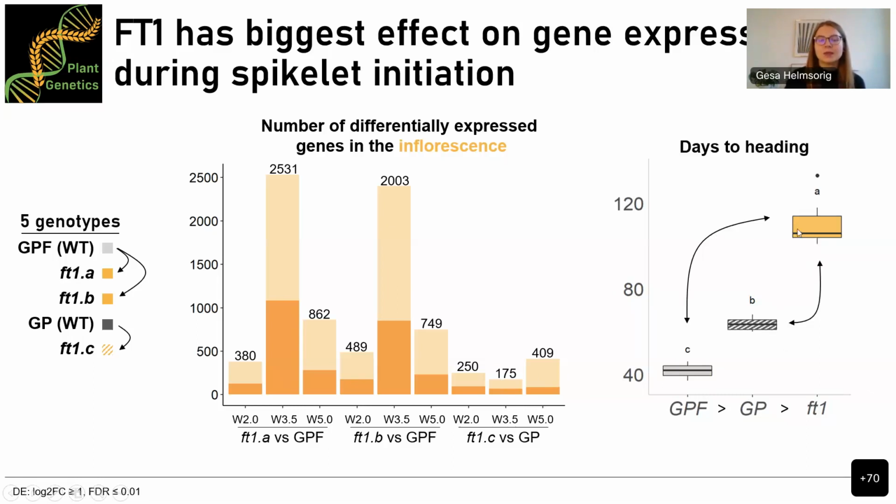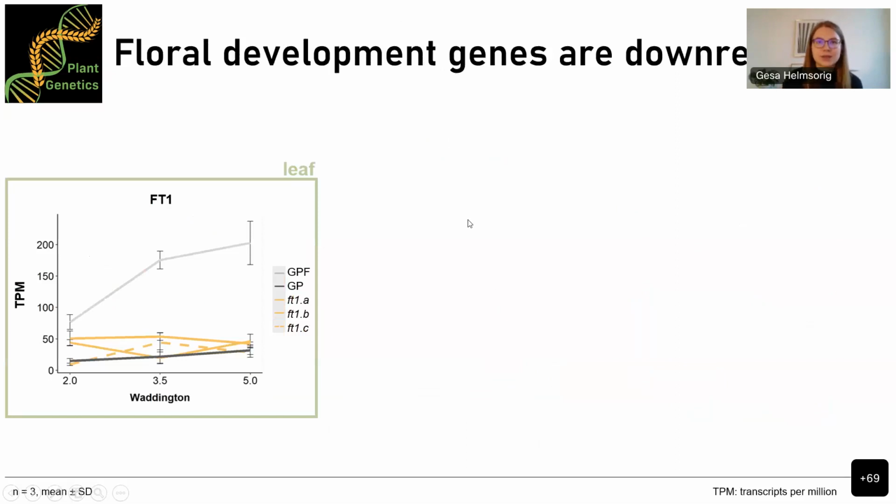So I think it makes a lot of sense that when we compare these things, we see a lot more genes differentially expressed. And this is also the case when we look at the expression of FD1 itself. So this is in the leaf, it's not expressed in the inflorescence. We see, quite similar to what we saw in the heat stress plants, that we have high expression of FD1 in Golden Promise Fast. In Golden Promise, we have very low expression, which is slightly increased during development, but the overall level is very low. And the FD1 mutants are actually very similar to the expression in Golden Promise.